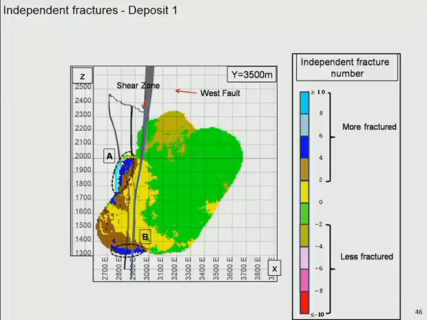But you measure more or less. So when you compare what you should expect to what you measure, you introduce the concept of independent fracture number, which is a number which is positive or negative, which says to you here, I have fewer fractures than I should have, and here I have more fractures than I should have. And this is very important because, again, when I plot this attribute in the space, I see that in this domain I have many more fractures than I should have, while here, in this domain, I have far fewer.